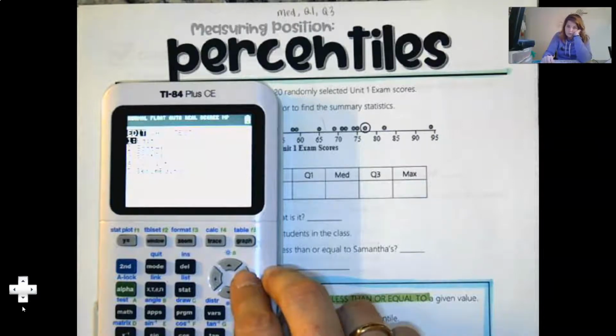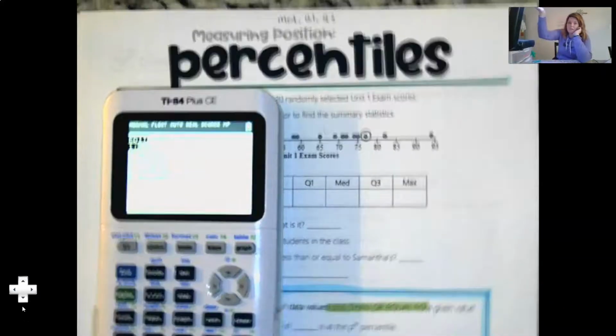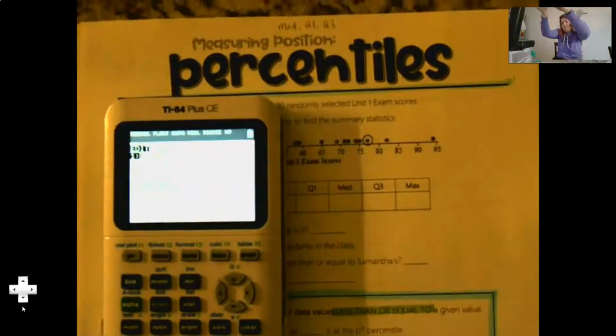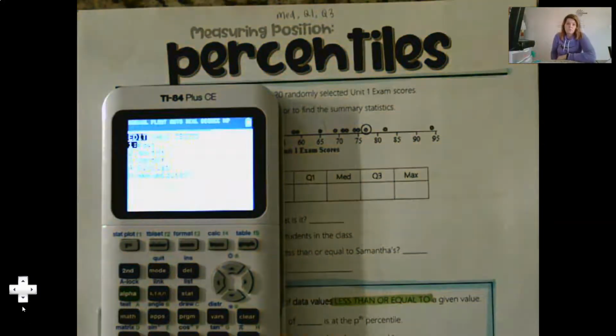I'm going to choose, let me see if that glare is better if I turn this light off. A little bit. Alexa, kitchen on.